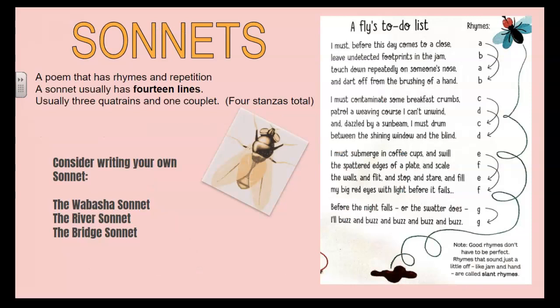Sonnets. This is a 14-line poem with a repetition. Sonnets usually have repetition and usually have a rhyme scheme of some sort, 4 stanzas. So this rhyme scheme is A B A B C D C D E F E F G G. Sonnets sometimes have a meter or a rhythm where it's like iambic pentameter, where it goes da da da da da da da da.